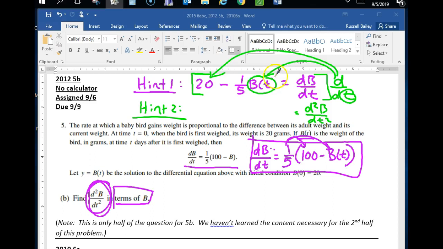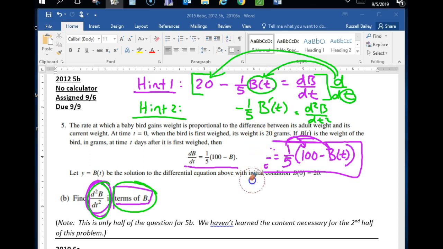So we take the derivative like normal. Negative 1/5 b would just be negative 1/5, right? But then we add a prime. And there's your second derivative, but we're still not done. You know why? The problem said find the second derivative, but in terms of b. They don't want us to have a b prime. They only want us to have a b.